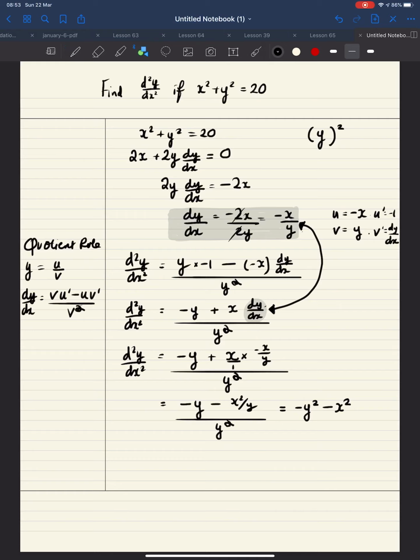So minus y becomes minus y squared. Minus x squared over y becomes minus x squared. And y squared becomes y cubed.